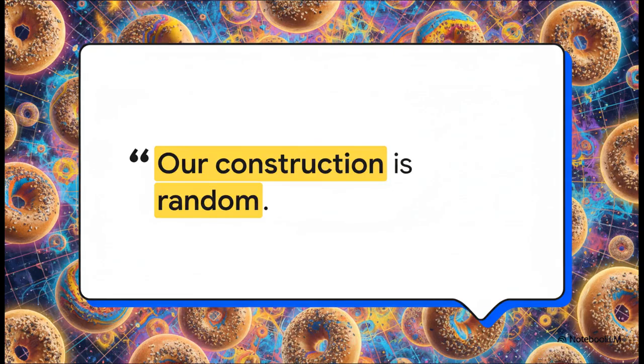The answer is beautifully, almost hilariously, counterintuitive. Gosal didn't use some strict, highly orchestrated geometric blueprint. His big secret? Well, as he states right in his paper, our construction is random. Yeah, you heard that right. To build a perfectly rule-abiding infinite grid that maximizes density, the absolute best mathematical strategy is not to place the bagels deliberately, but to literally throw them completely at random, following very specific statistical rules, of course.